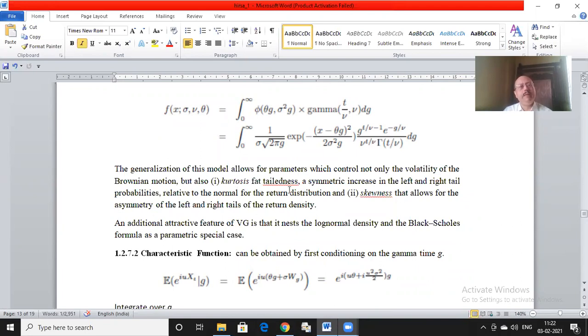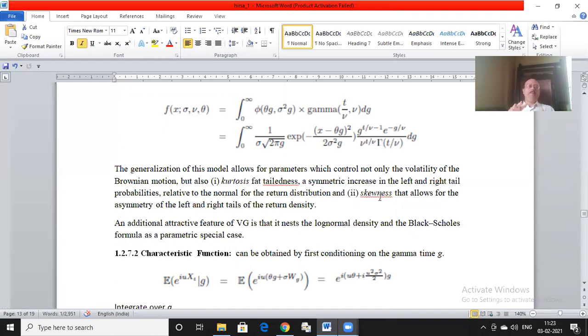It can be shown that this model also allows for fat-tailedness or kurtosis, as in a symmetric increase in the left and right tail probabilities. So this is called thick tails. So larger kurtosis would mean tails are fatter. So both on the right and left extremities, there is more mass than would be allowed in a normal distribution. That's one feature. The second feature is this can also accommodate asymmetry in the sense of skewness. It can allow the left or the right tail to be heavier, longer than the other.